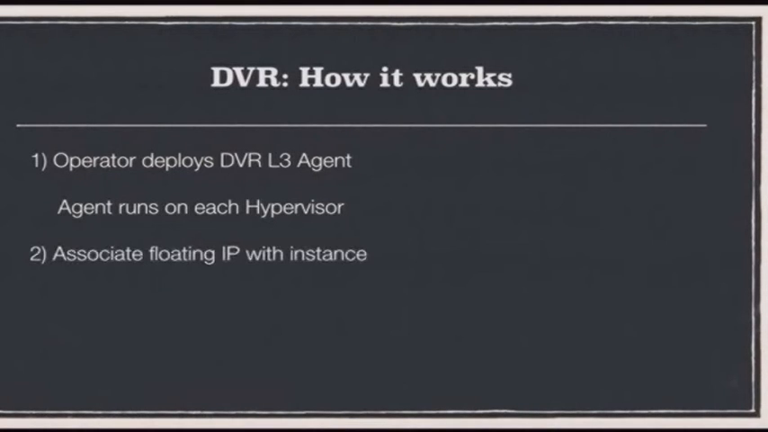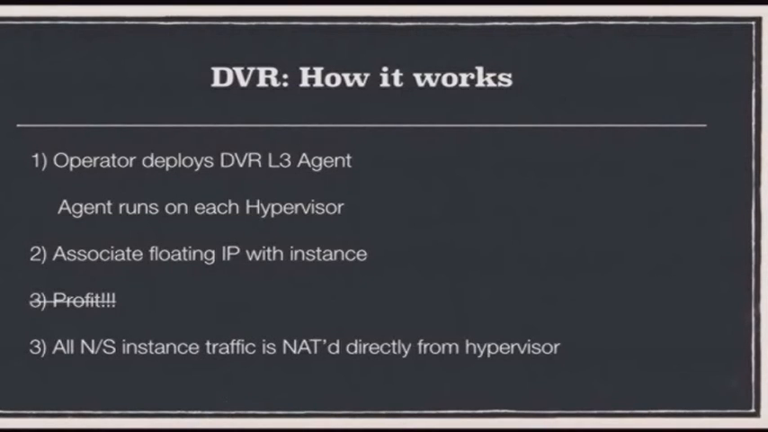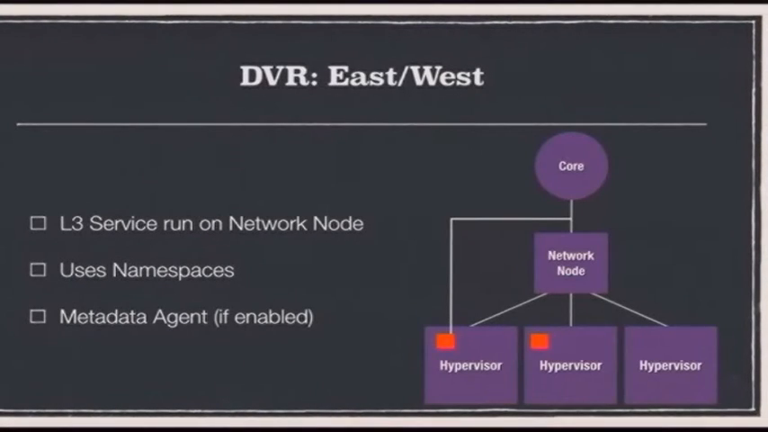So, people ask, deploy it, it's available in Juno. We always joke that you're going to deploy it, make sure the agent's uploaded on the hypervisor, associate a floating IP with an instance, and then lots of money, right? But not really. The big key win here is that all the north-south traffic is going directly from the hypervisor into your core routing. Now for east-west traffic.